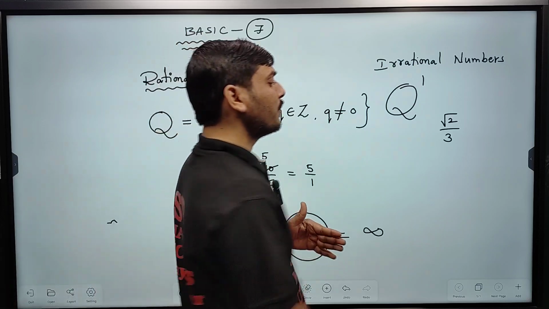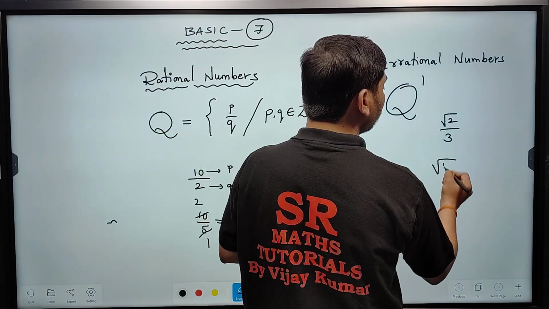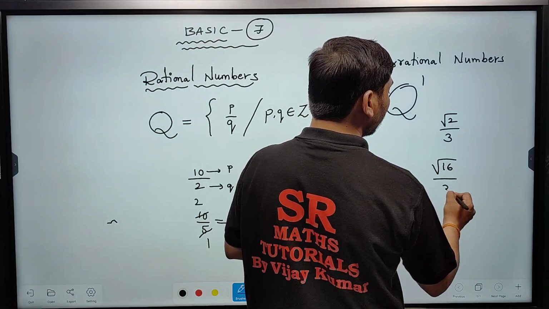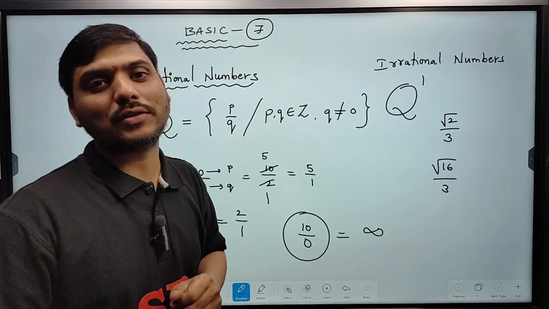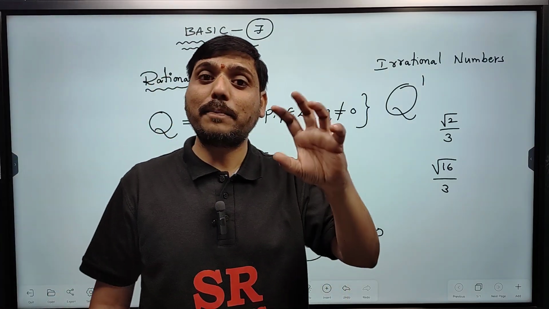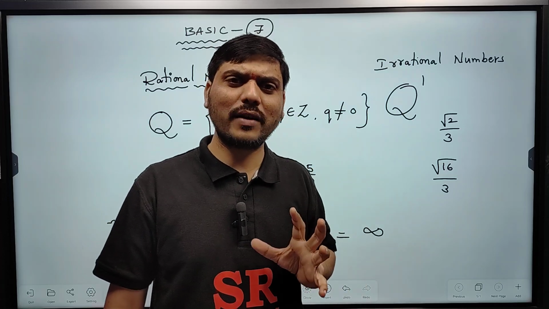Example, students: root 16 by 3. What do you say about this one? Irrational number? But that is wrong, because root 16 is a perfect square. What is a perfect square?